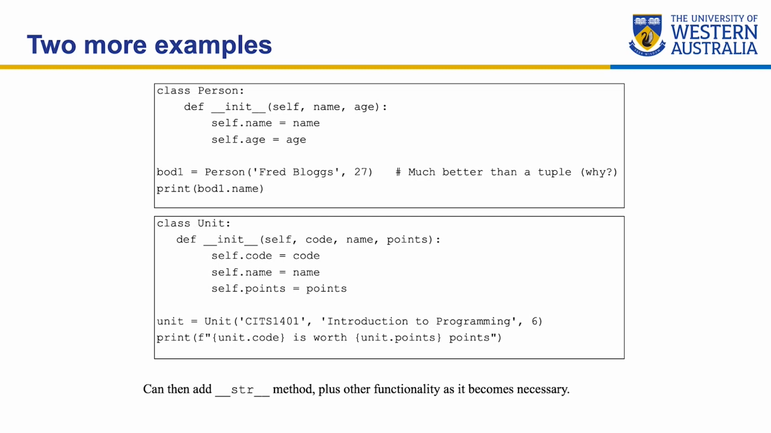Okay? We also have class Unit down here. It can have the unit code, the name, the points, and we can easily create a unit and use its attributes in different ways. Okay? So we can also add the string method like we have done with the colors in the previous video, and other functionalities as necessary.